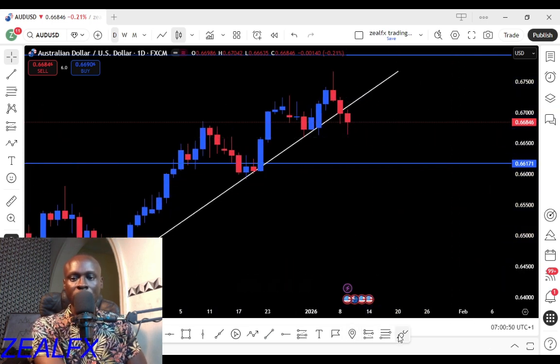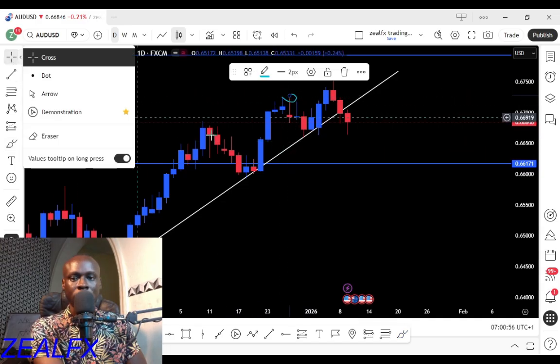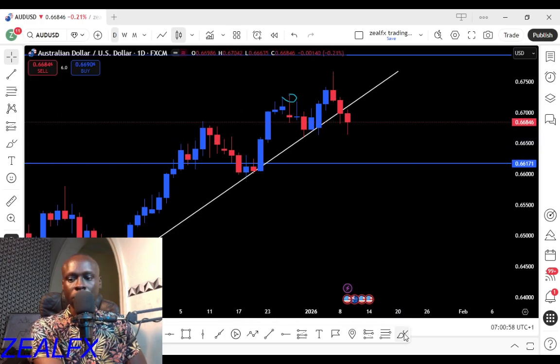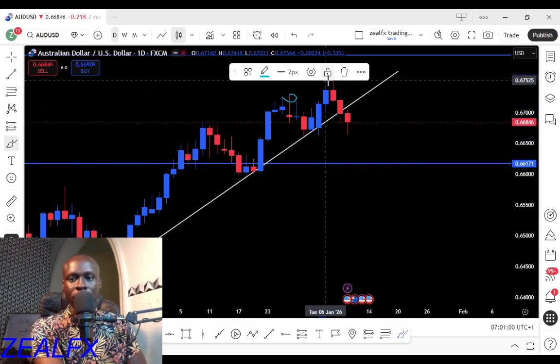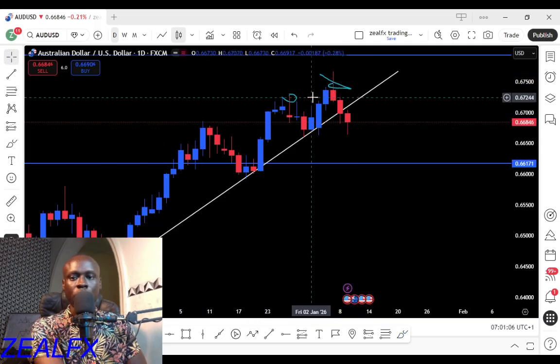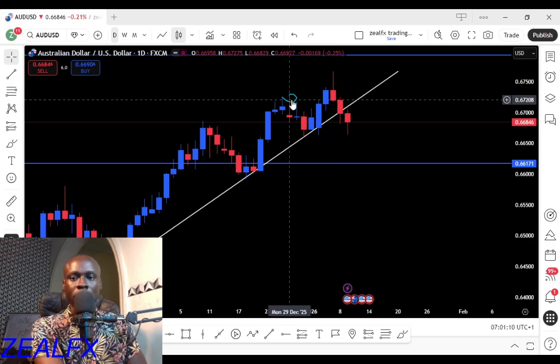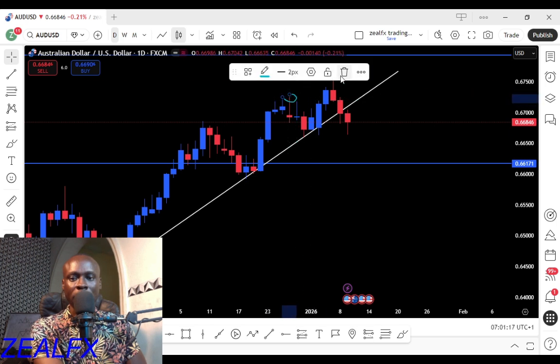Then we also have this double top. We have this high, we have this high, then we also have this high. So these levels are all indications of a reversal. This double top is an indication of a reversal for the Australia USD to the downside. So the long price gives us an indication of reversal for the Australia USD.